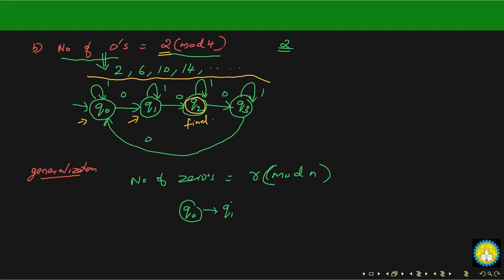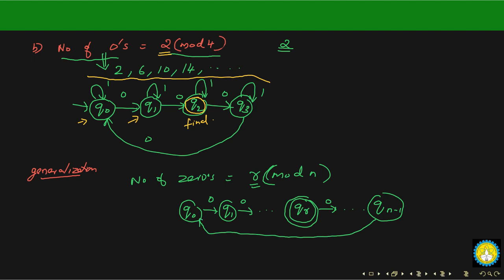You have to go to Q1, etc., and QR will be your final state, because you want to get a remainder of R here, right? So QR will be your final state, and then you have to continue this. You have to continue this until, upon getting zeros, you have to make transitions to the next state. You have to do this until Qn minus 1. And from Qn minus 1, if you see again a 0, you have to get back to Q0. Okay, and QR is going to be your final state. This is very important. QR is going to be your final state because the remainder that you require is R.